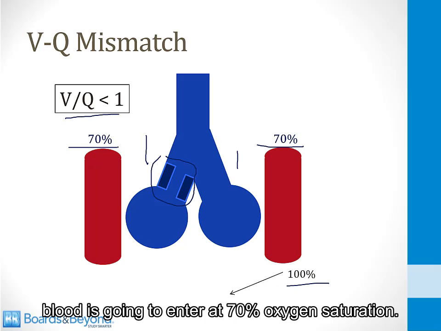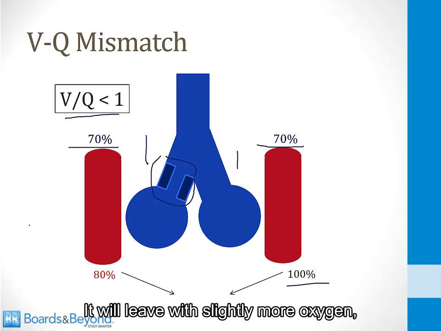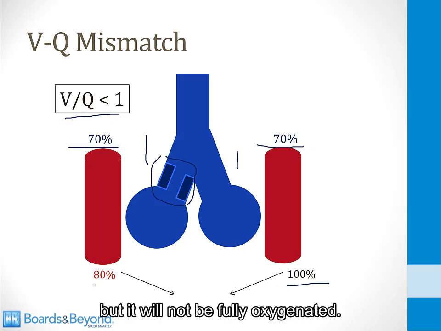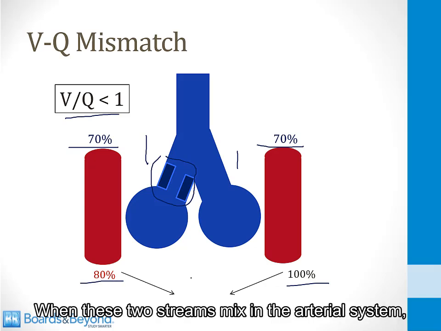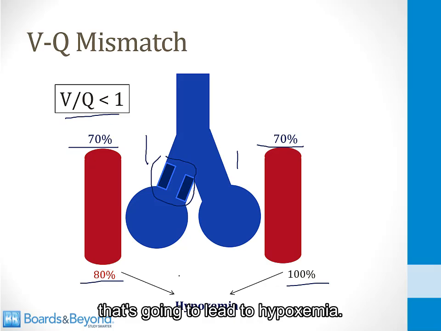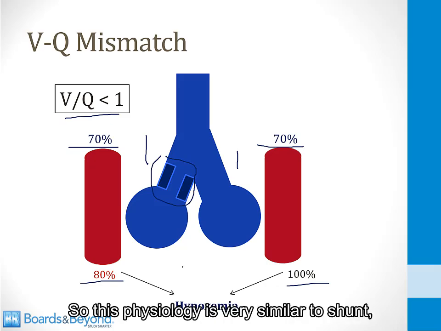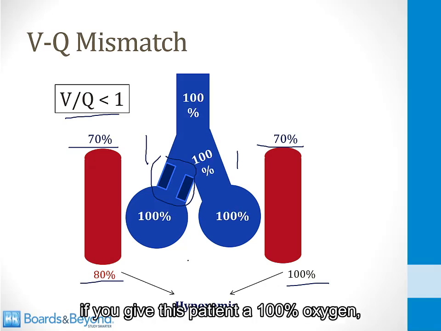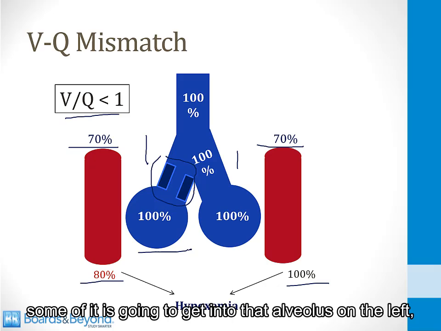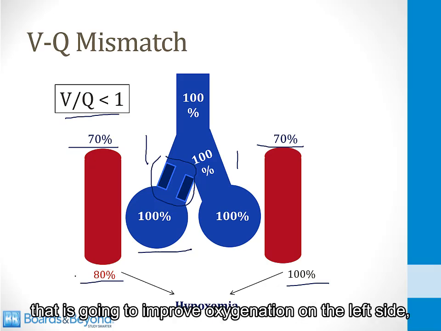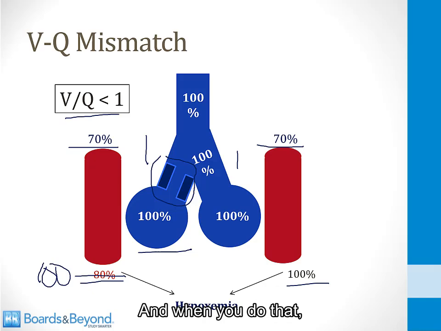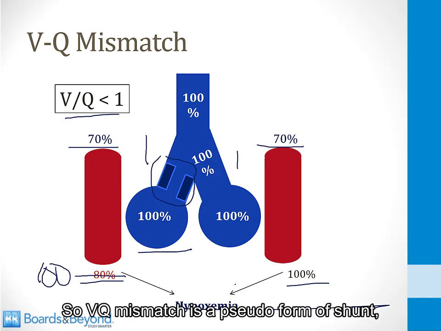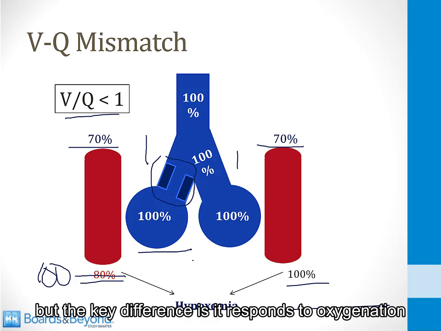On the left side, blood is going to enter at 70% oxygen saturation. It will leave with slightly more oxygen, but it will not be fully oxygenated. For example, it may get up to 80% oxygen saturation. When these two streams mix in the arterial system, that's going to lead to hypoxemia. So this physiology is very similar to shunt, but the key difference is if you give this patient 100% oxygen, some of it is going to get into that alveolus on the left. That is going to improve oxygenation on the left side so that instead of 80%, maybe you can actually get up to 100% over here. And when you do that, the hypoxemia is going to go away. So VQ mismatch is a pseudo form of shunt, but the key difference is it responds to oxygenation because there is still some ventilation.